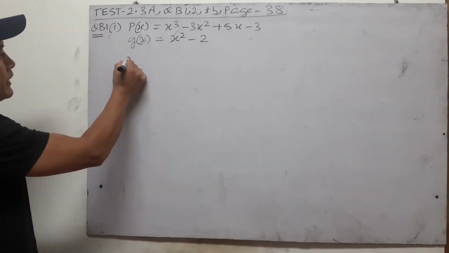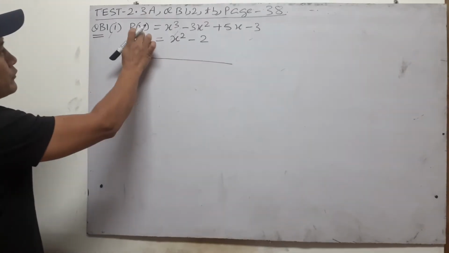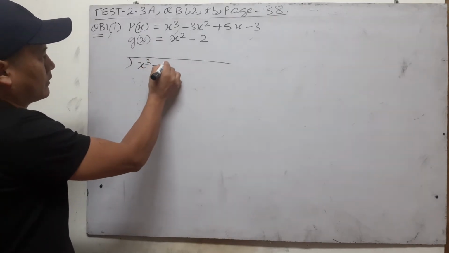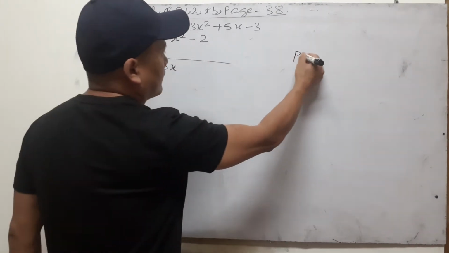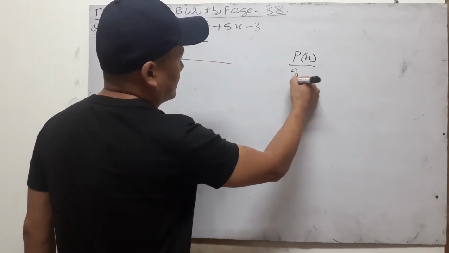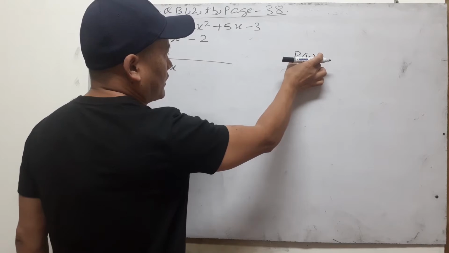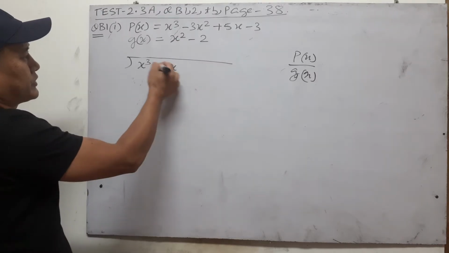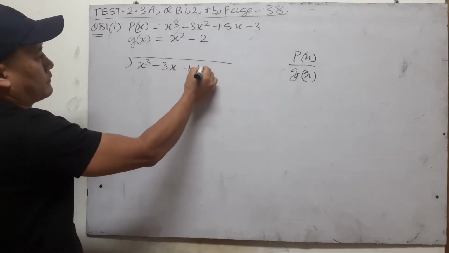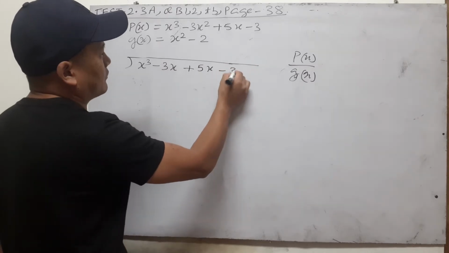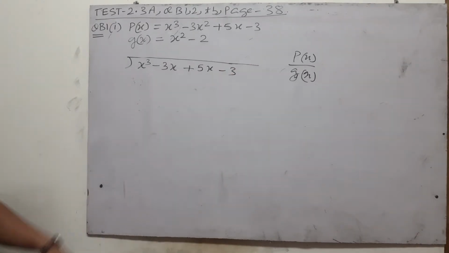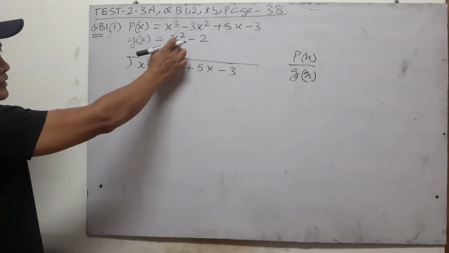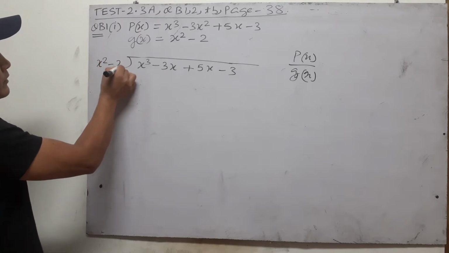Now the question is saying you divide p of x by g of x. So p of x is going to be the dividend. The one inside is called dividend. Oh, sorry, g of x, that's what the question is saying. What is on the numerator is called dividend. That we write inside the division sign here, x cubed minus 3x squared plus 5x, and then here minus 3. Then g of x, the denominator, is called a divisor. So the divisor should be outside here, x squared minus 2.